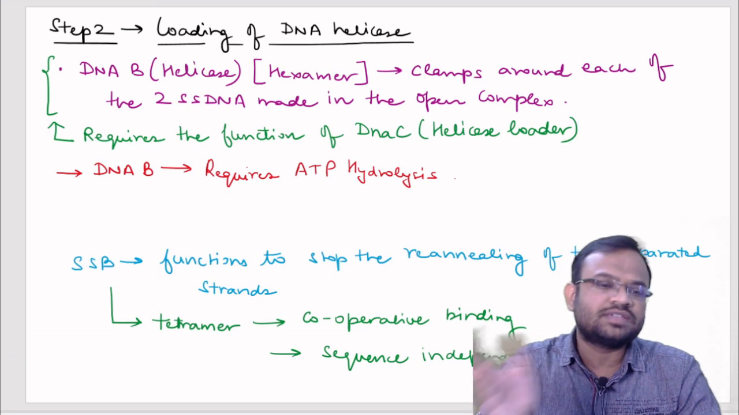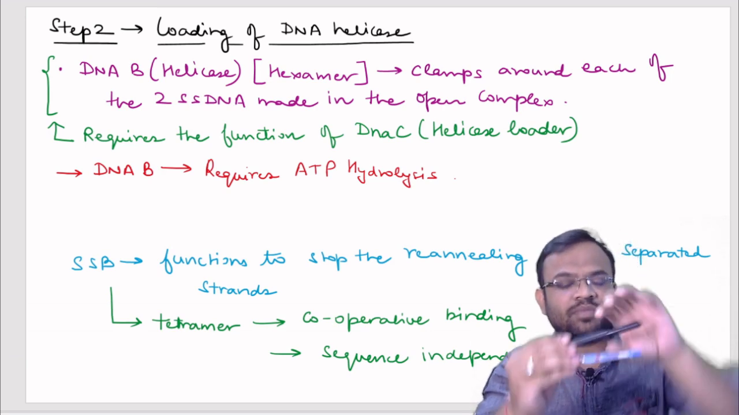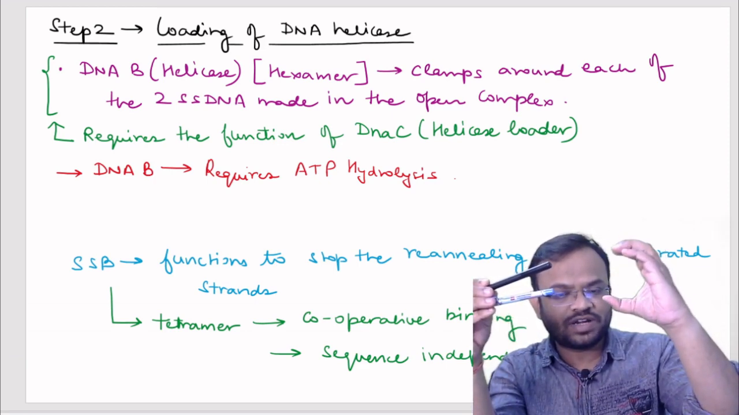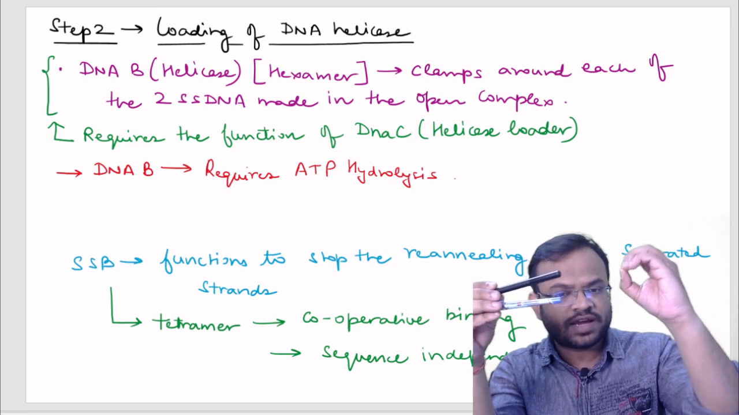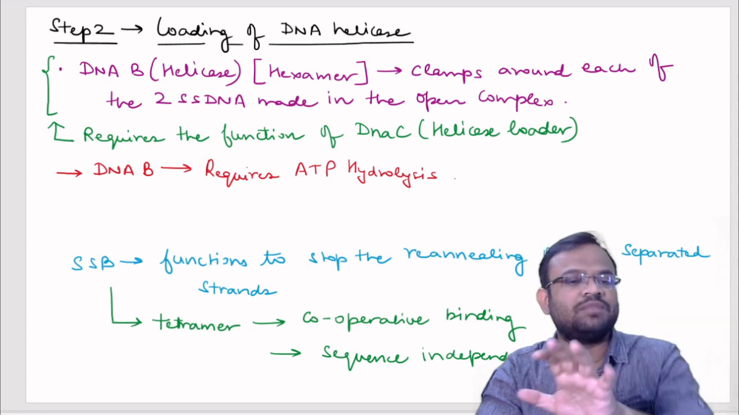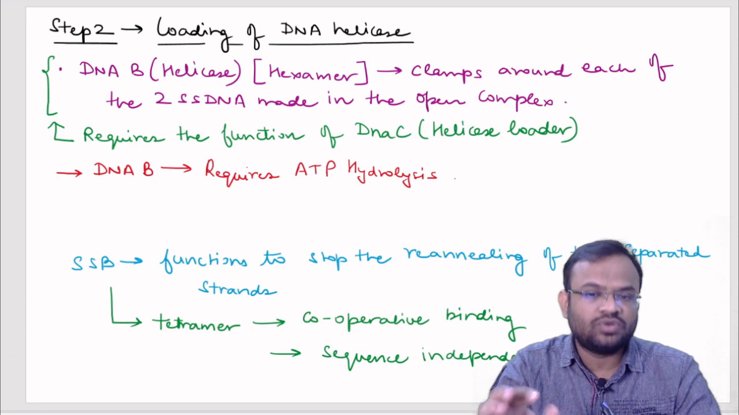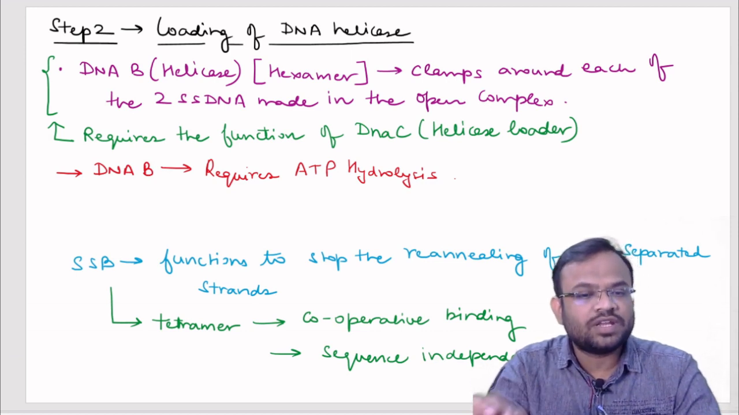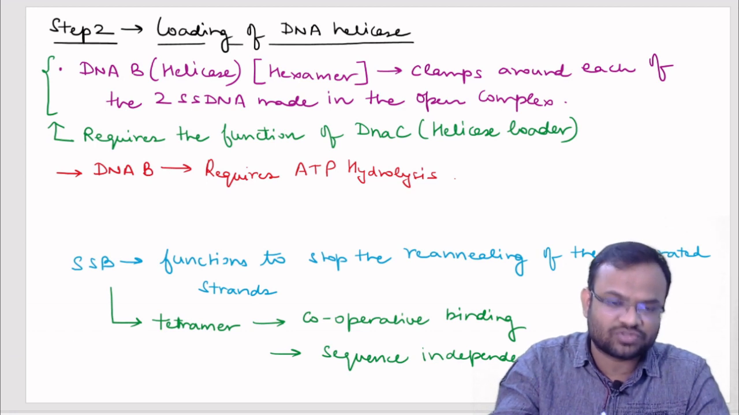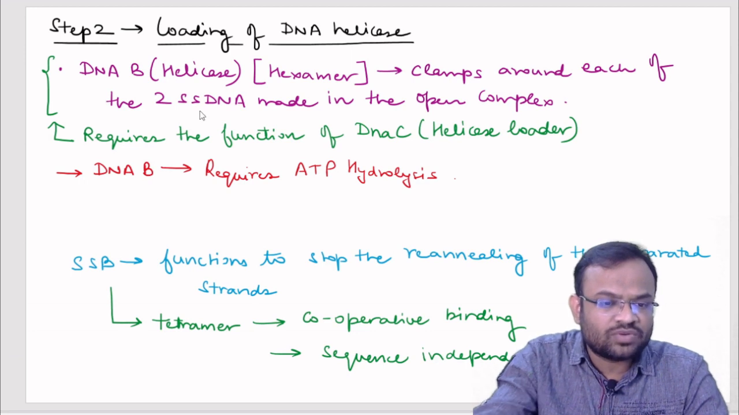Next, DNA C also comes over here, and it helps the DNA B open the ring of the DNA helicase and close the ring and clamp around the DNA strands. So DNA C is helping it in doing this. Again, DNA B cannot do this without ATP. So ATP requirement would be there. ATP hydrolysis would take place in this process also.